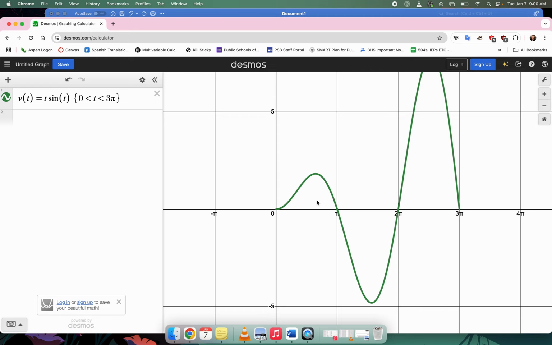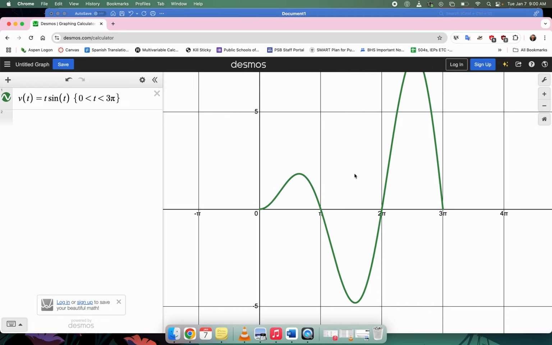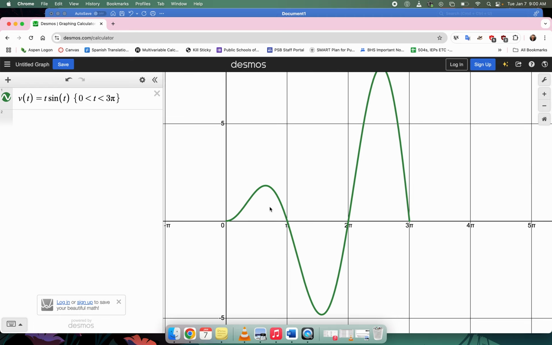So, one way to find the distance traveled is to calculate each of these three regions separately. Do three different integrals. One integral for this region, you'll get a positive number. Second integral for this region, you'll get a negative number. Another integral for this region, you'll get a positive number. And then what you do is you make all of those areas positive and add them up.